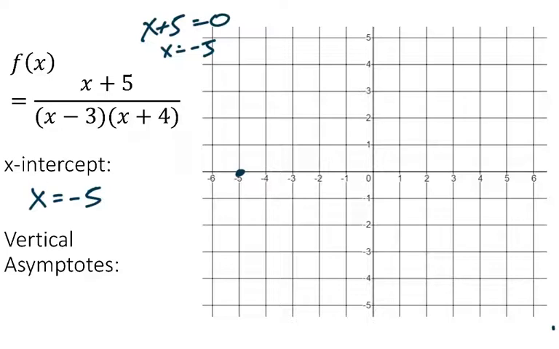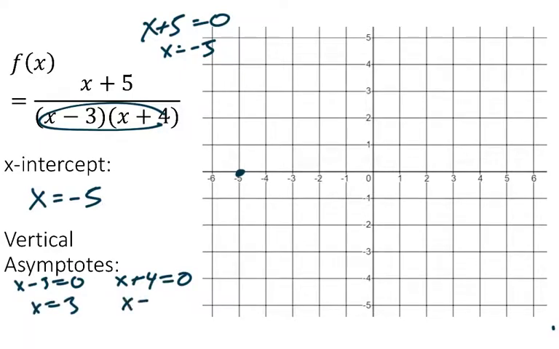I'm going to do the same thing for my denominator. So I'm going to say x minus 3 equals 0, x plus 4 equals 0. Well, then that's going to be x equals 3 and x equals -4. So I'm going to have a vertical asymptote here at -4, and a vertical asymptote here at 3. Notice you're getting a sense of the shape of the graph just from the asymptotes and solving these.